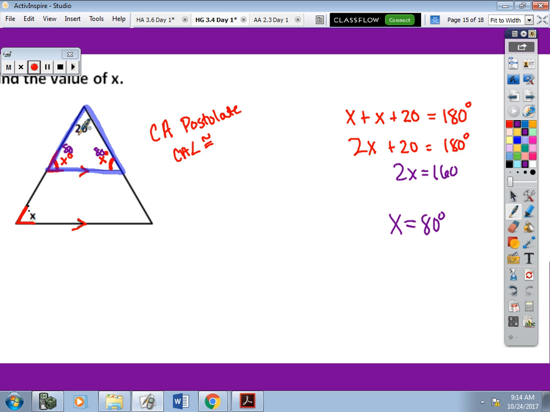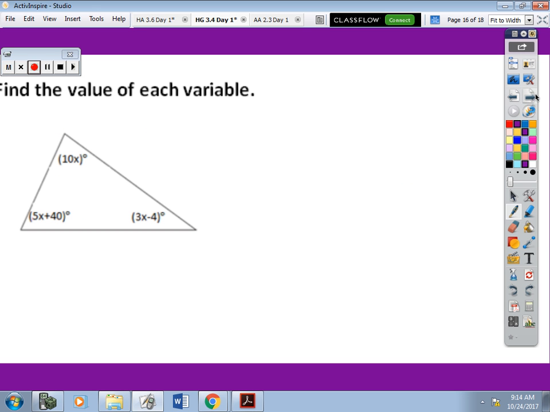Okay. Last one then, similar in the fact that it has algebra. We are given 3 expressions to represent angles. Just like you would add numbers and set them equal to 180, we're going to add all 3 of these angles and set them equal to 180 degrees, which is triangle sum theorem. So we'll have 5x plus 40 plus 10x plus 3x minus 4, and that will equal 180.